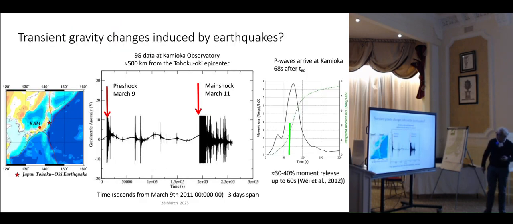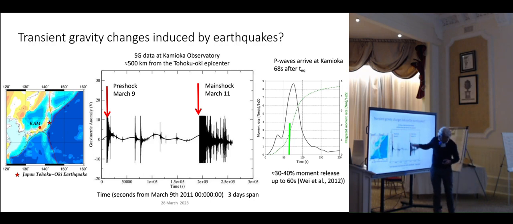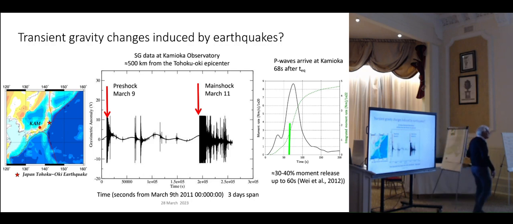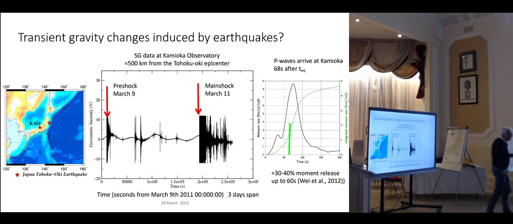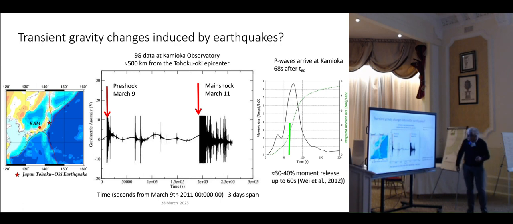Okay, so these are the data, and it is several days of data. We see the pre-shock 2 days before, magnitude 7, and afterwards you have the big Tohoku earthquake, and you see that you saturate because it is so strong, so that superconducting gravimeter was saturated. And we look in detail at the signal.